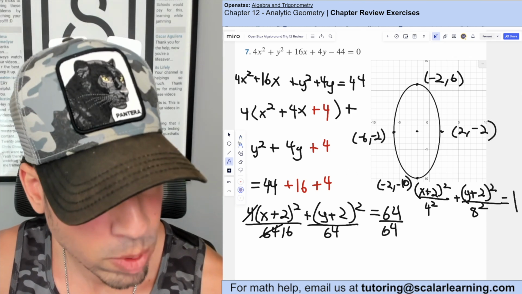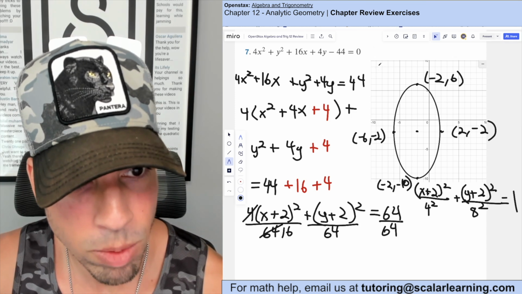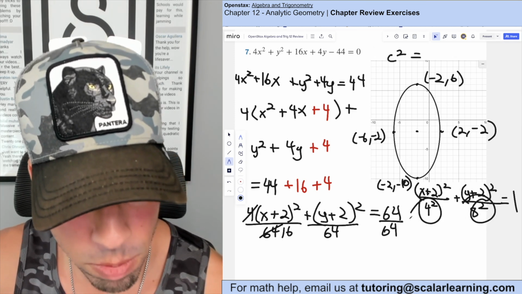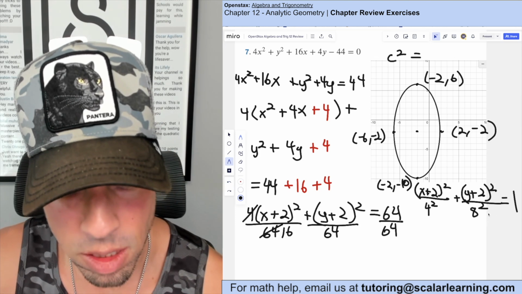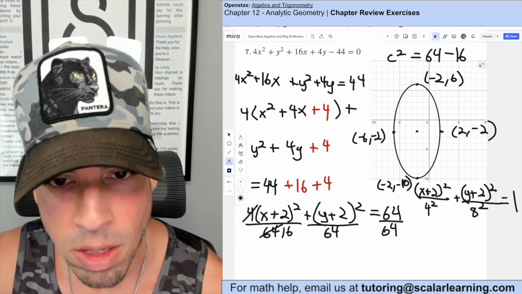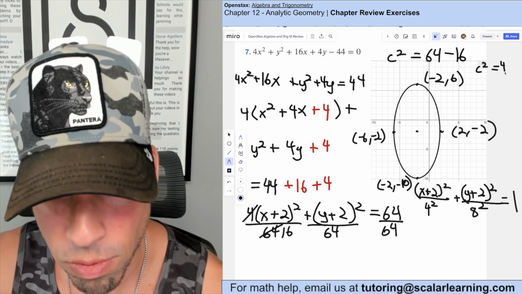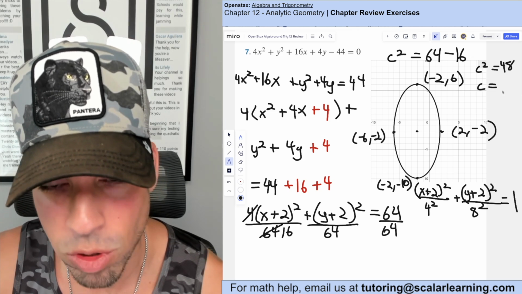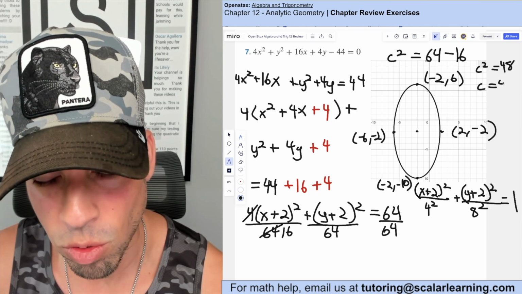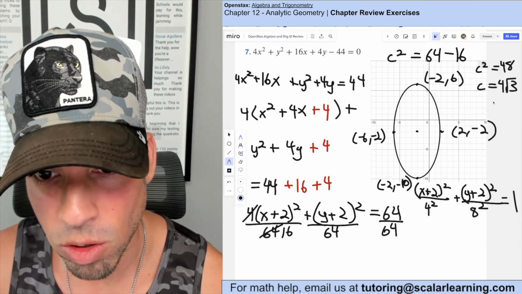And last but not least, we need to get the foci. So to get the foci, we're going to use our equation c squared is equal to a squared minus b squared, the bigger one minus the smaller one. That's 64 minus 16, which is 48. So c squared equals 48, which means c equals the square root of 48. Since 48 is 16 times 3, it simplifies to the square root of 16, which is 4 radical 3.